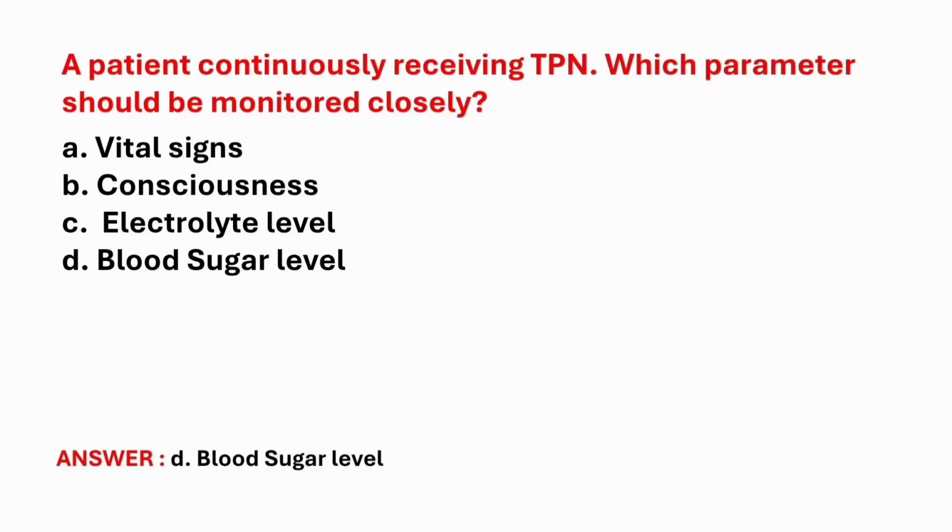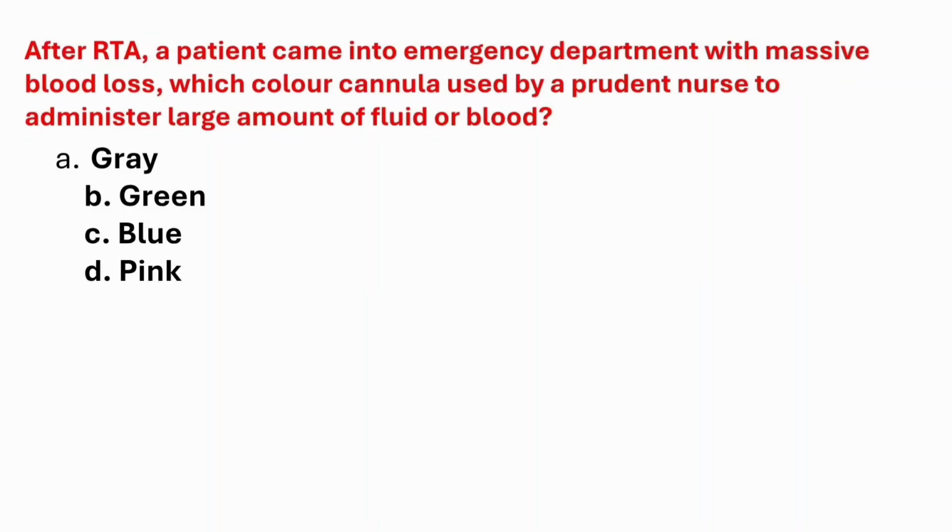Blood sugar level. After an RTA, a patient comes into the emergency department with massive blood loss. Which color cannula is used by a prudent nurse to administer a large amount of fluid or blood? A. Gray. B. Green. C. Blue. D. Pink. The correct answer is A.